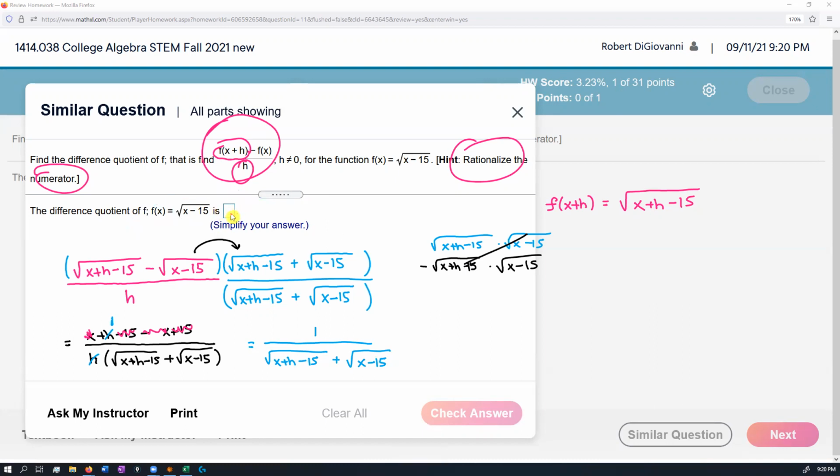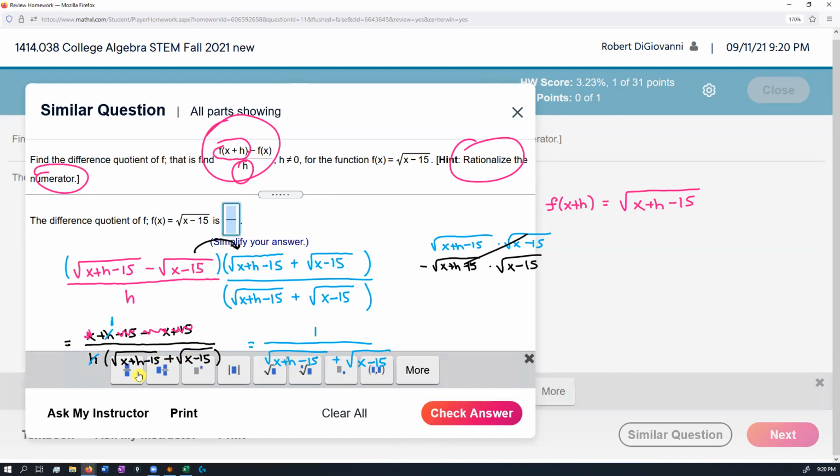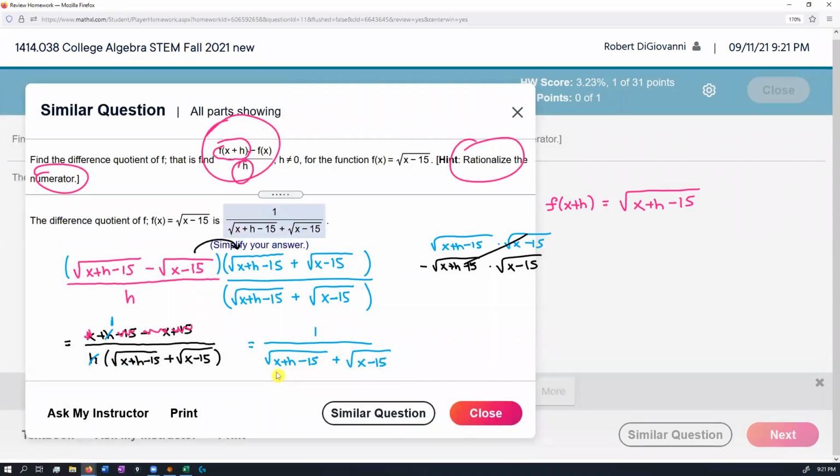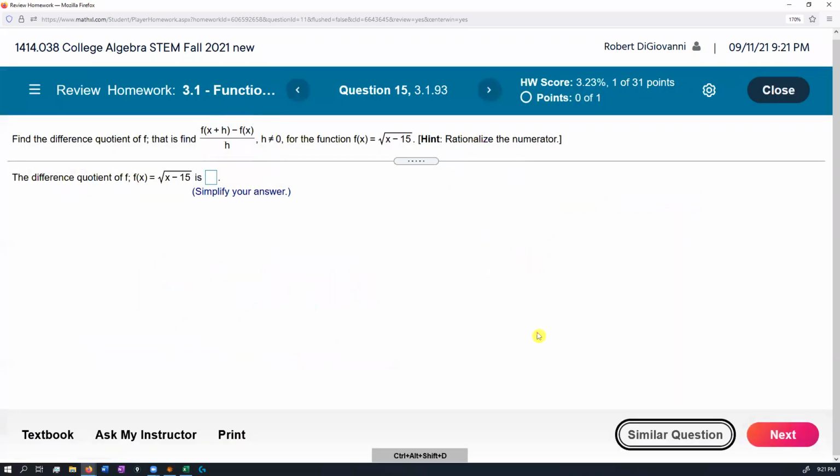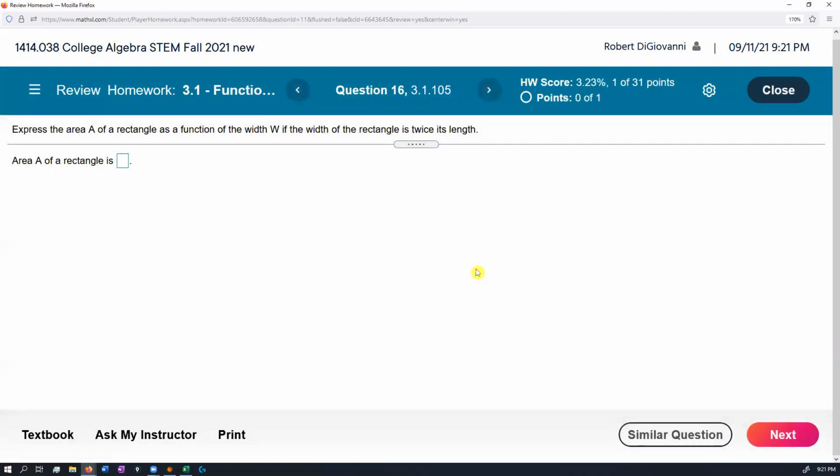Let's try it in here. Fraction 1 over the square root of x plus h minus 15, move to the right, plus another square root of x minus 15. Okay, we're getting there. That was a weird one.